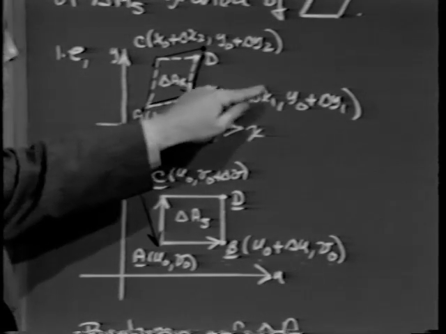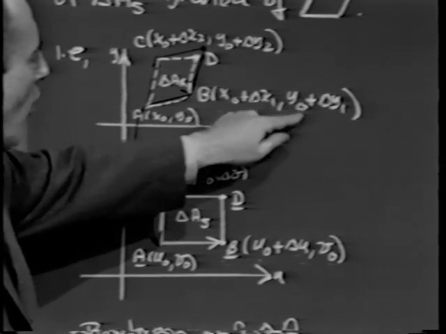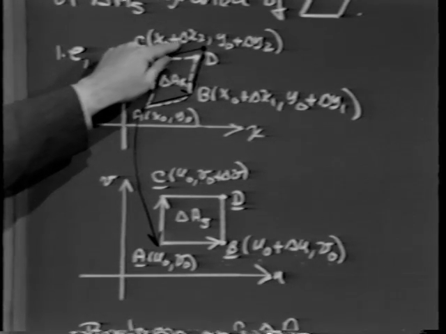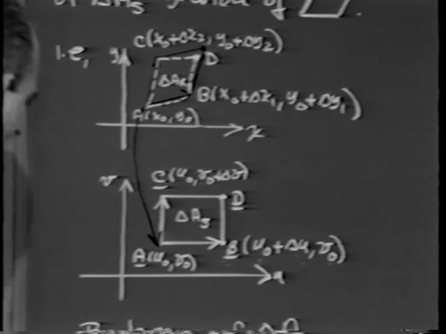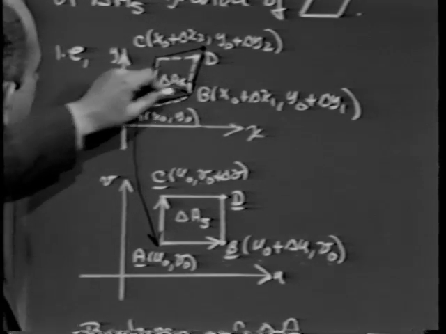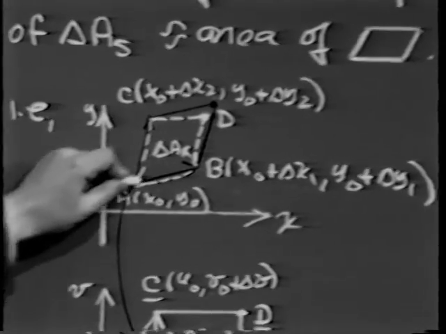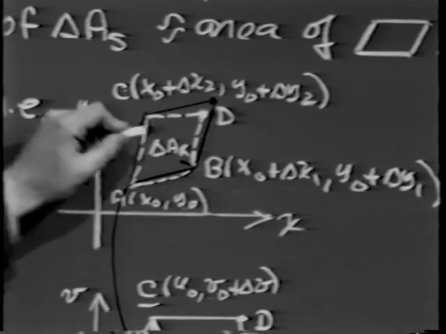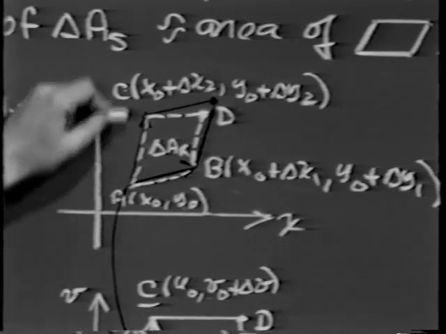It's x0 plus some increment involving x. Let me call that delta x1. And its y coordinate is y0 plus delta y1. C is the point x0 plus some increment delta x2, comma y0 plus delta y2. And what I'm saying is, if I were to just look at the parallelogram which had AB and AC as adjacent sides, it's very easy for me to find the area of that parallelogram. Namely, to find the area of a parallelogram in vector form, I just take the magnitude of the cross product of the two vectors AB and AC.